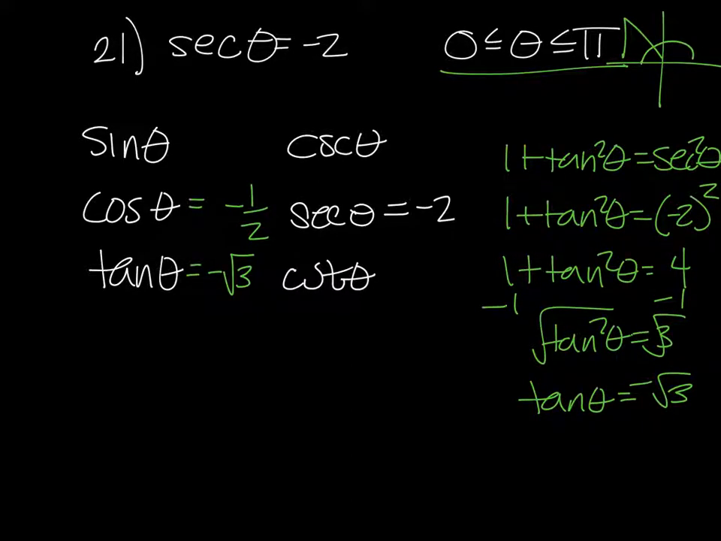So now we have tangent, we need to figure out cotangent. So I'm going to take the square root of 3, and I'm going to flip it over and rationalize. So then we get -√3/3.